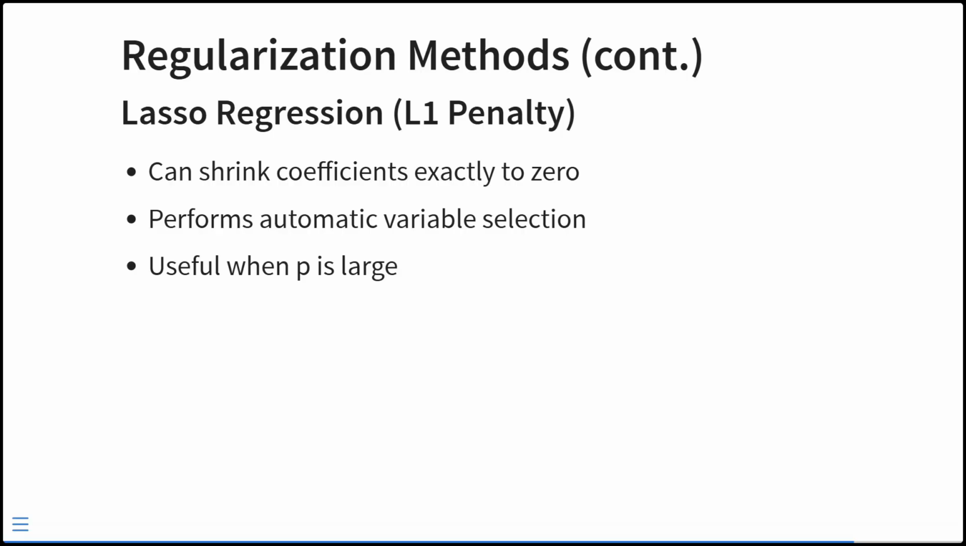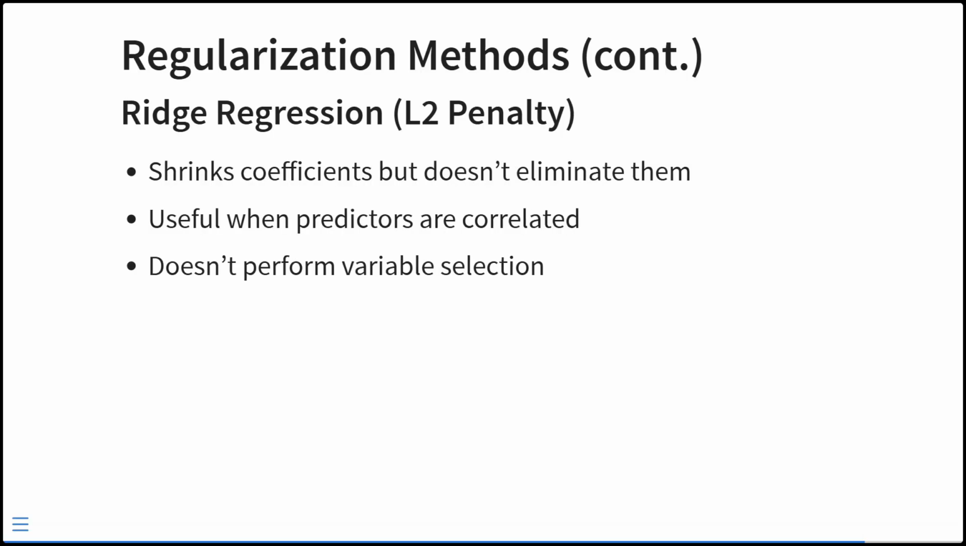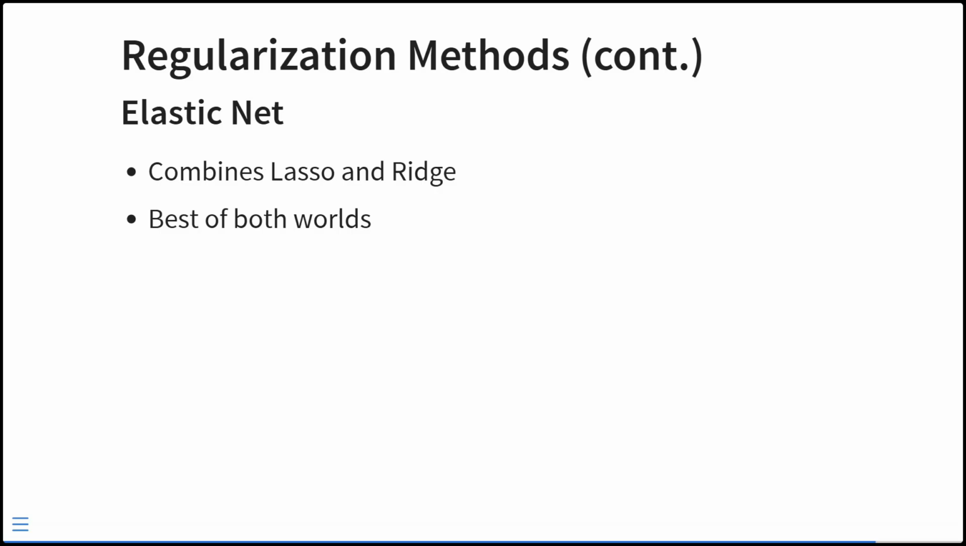So coefficients that are naturally significant, it shrinks them to 0. And we have the ridge regression, which shrinks coefficients but does not eliminate them. So lasso regression will shrink and eliminate those ones, but ridge is going to shrink them but will not eliminate them. So it's usually useful when predictors are correlated and does not perform variable selection. We also have the elastic net, which combines lasso and ridge regression, and it's usually the best of both worlds.